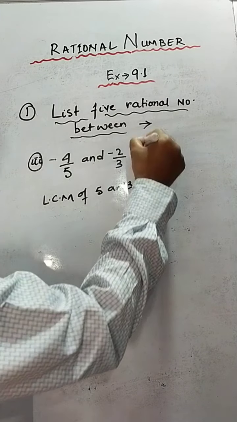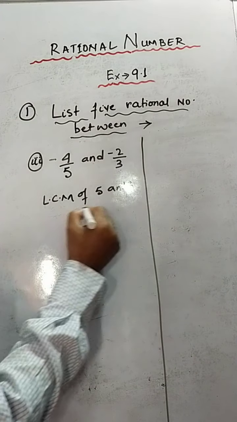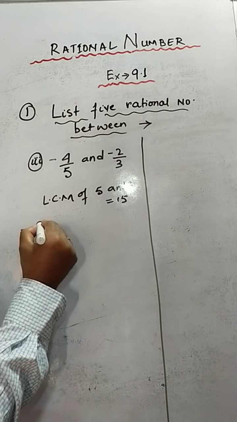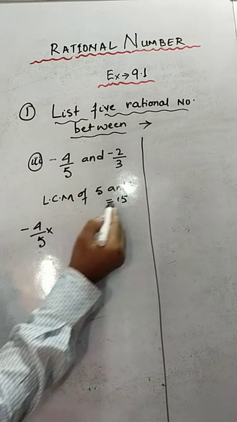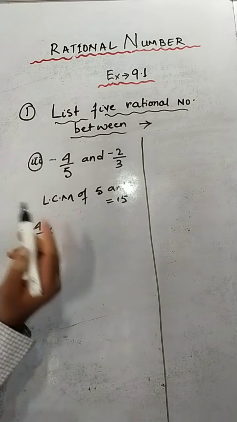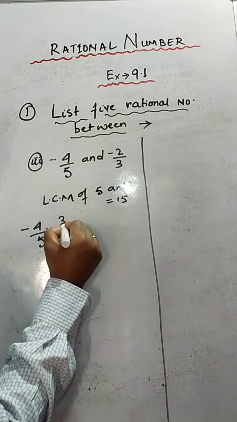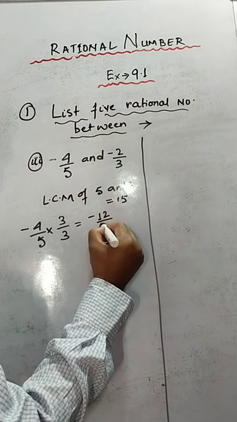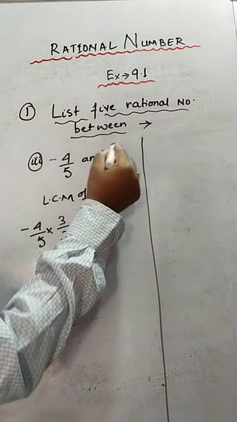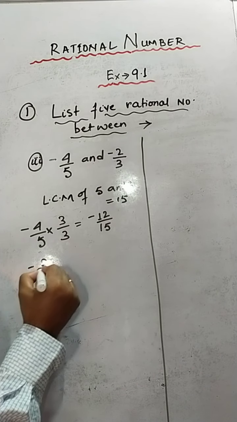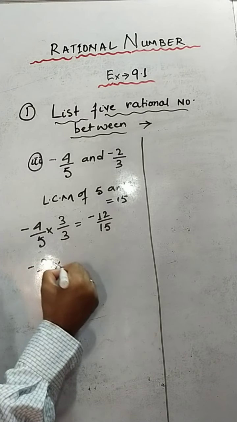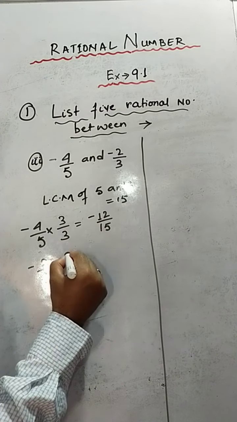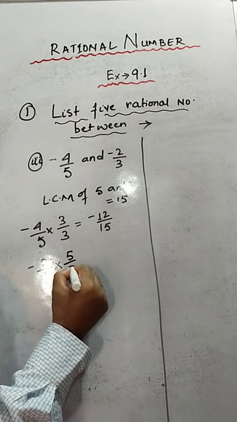So what is the LCM of 5 and 3? It is 15. Okay, so let's make the denominator same first. So if I divide this 15 with this 5, what will be the answer? 3. So we'll multiply 3 with both the numerator and the denominator. So we'll get minus 12 upon 15. The same thing we'll do with this, that is minus 2 by 3. Now if we divide this 15 with this 3, what will be the answer? 5. So we'll multiply 5 with both the numerator and the denominator.